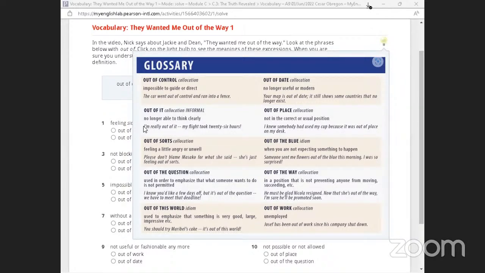Yes. Out of sorts and out of the blue. Okay. And check it out. Out of sorts: feeling a little angry or unwell. Okay. Out of the blue. Out of sorts would be something similar, we would say in Mexico, sacado de onda, no? No, that's out of sorts. Out of the blue is like saying apareció de la nada. Ah, okay.